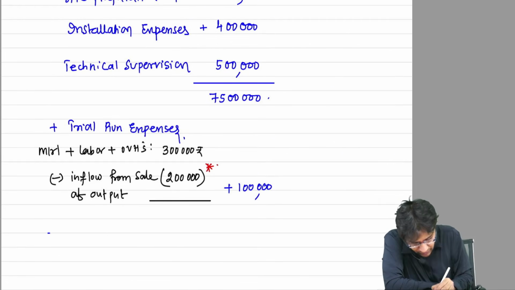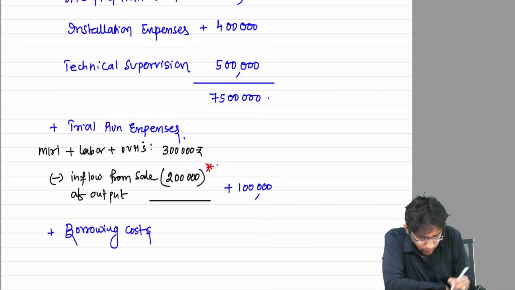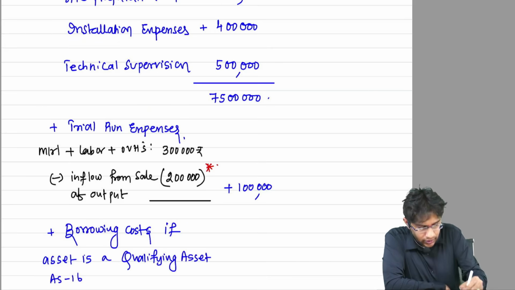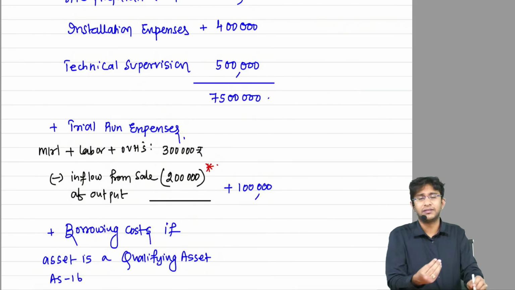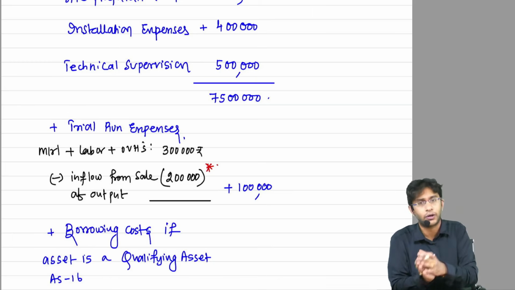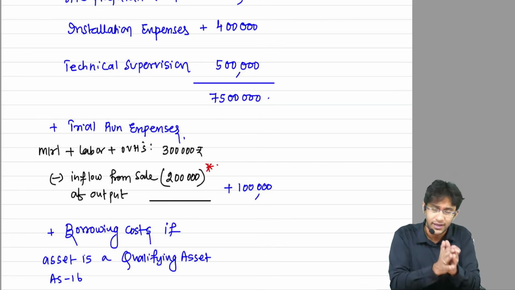Next, you may have to capitalize borrowing costs also, if the asset is a qualifying asset in accordance with AS 16. Now usually for a ready-made asset, there is very less chance of this being there, but more story we will talk about when we go to another standard called AS 16.